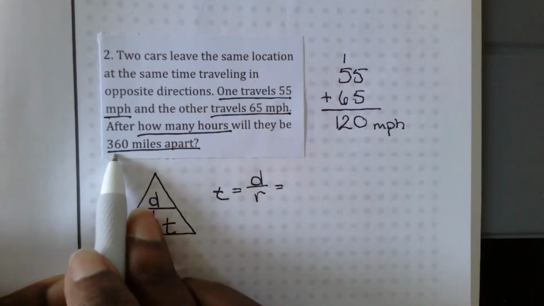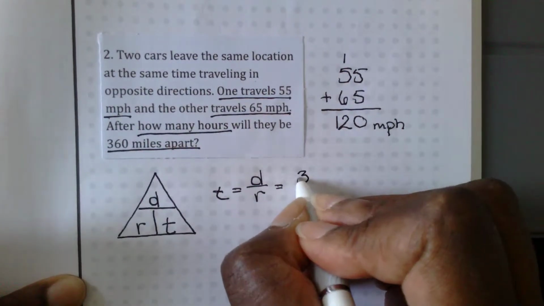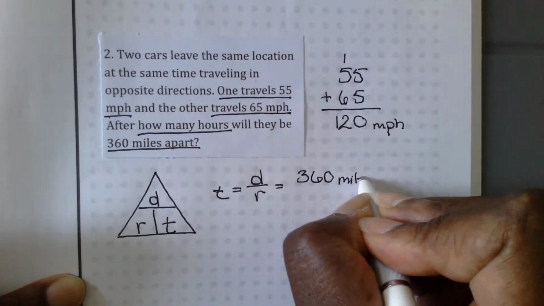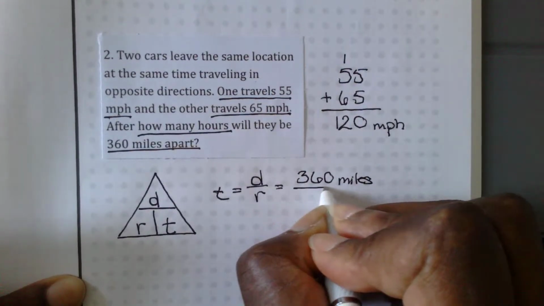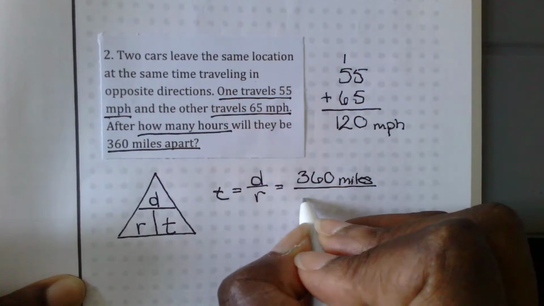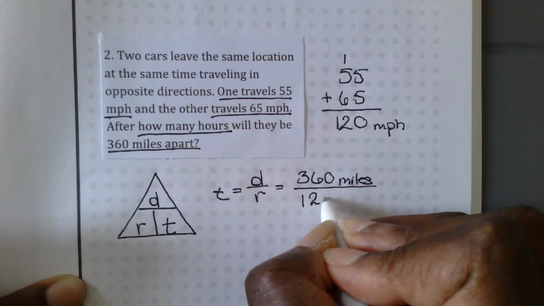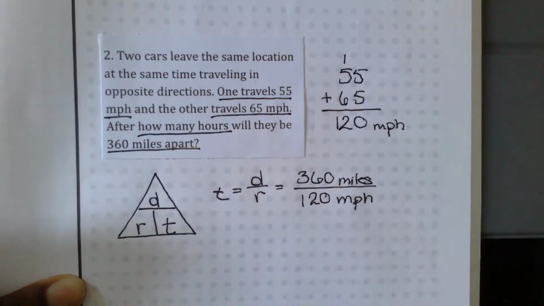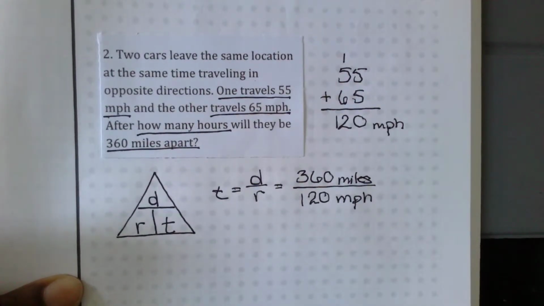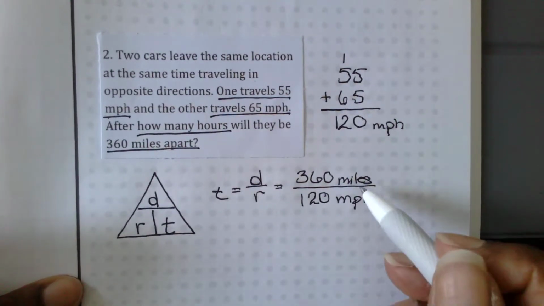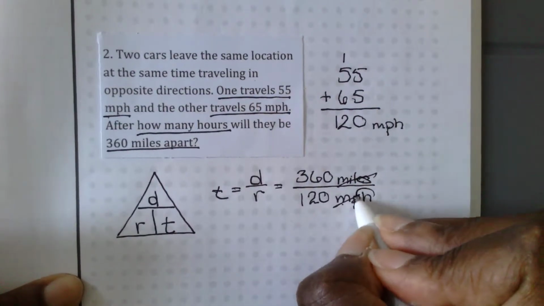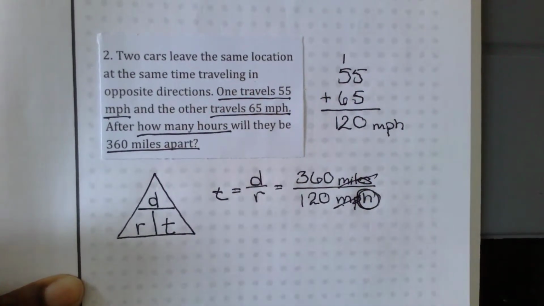And the distance is 360 miles. And our rate is going to be that 120 miles per hour. So take a look what happens. We have miles divided by miles. Boom. What's left is your hours.